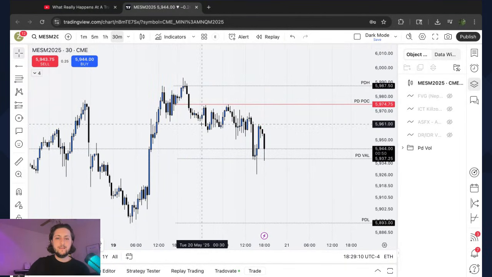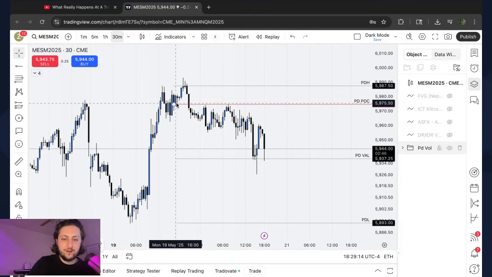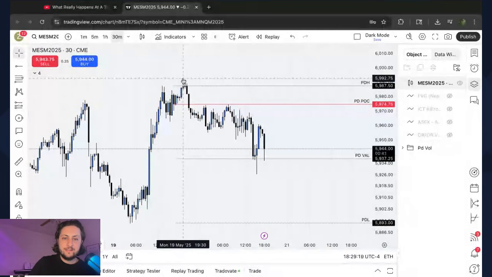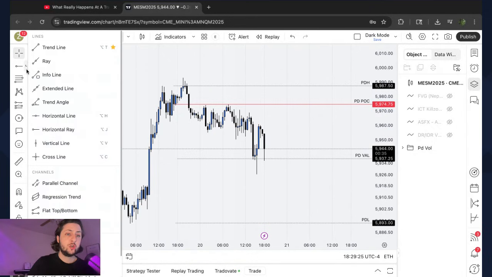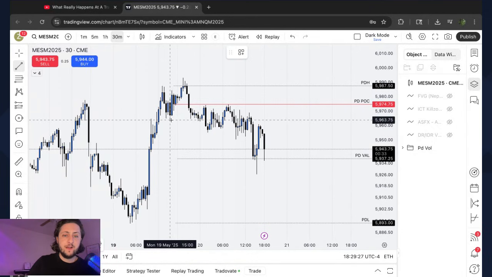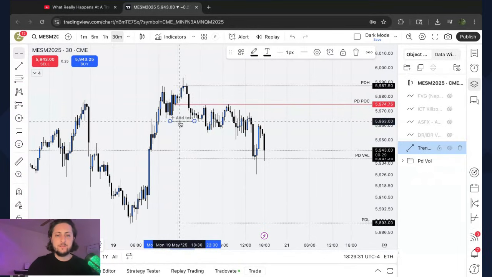Now, if we look at this point of control, market opened right here at 1800, right? We have a sweep of previous day's high. Then we have a retracement or a displacement move down, breaking structure. How do I classify a break of structure? This is where we're going to get into more price action, ICT related concepts.